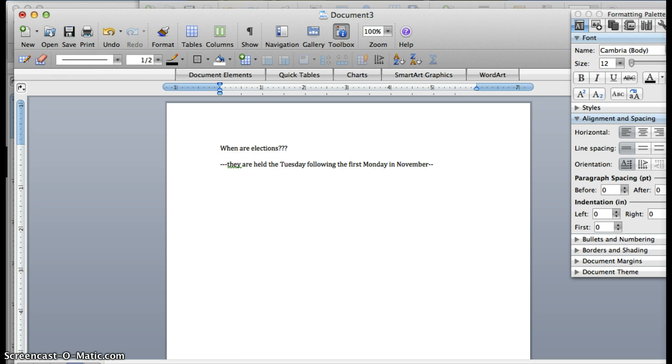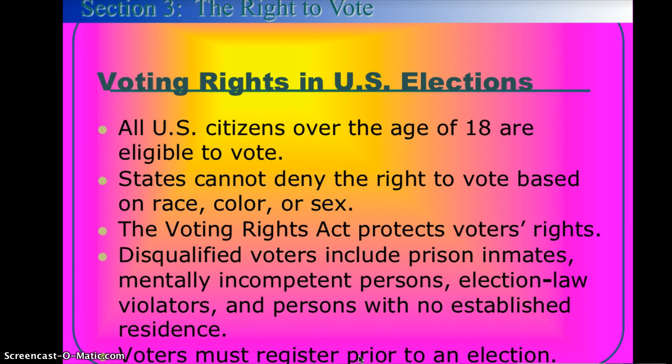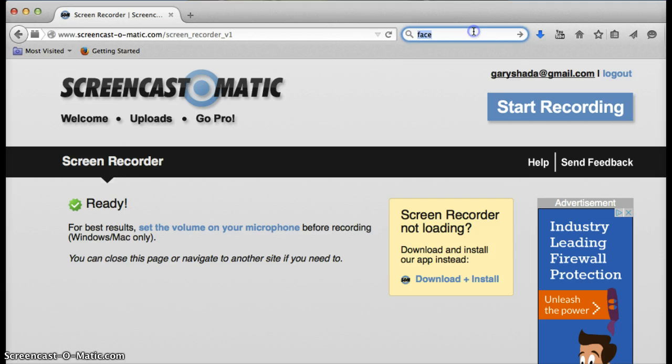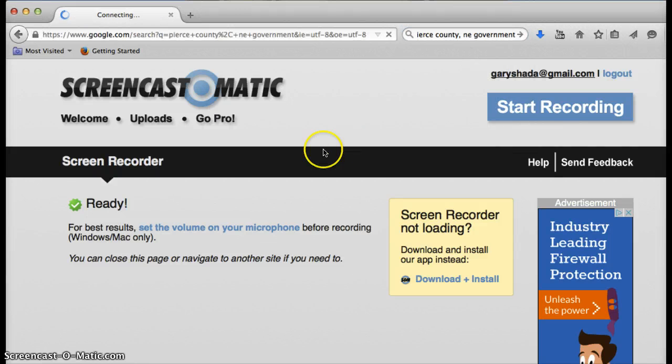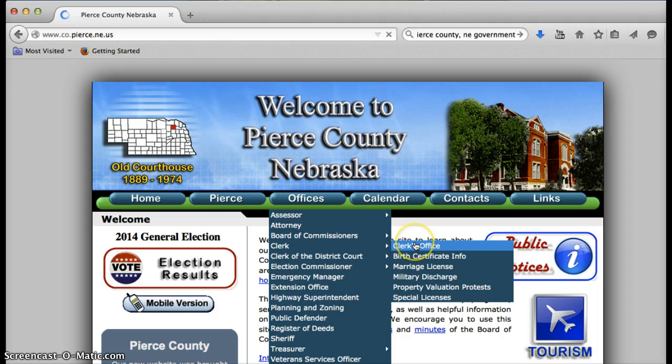So before you can go vote, you have to register to vote. When you register to vote, it's about as easy as can be. You simply fill out a form. They're going to ask you for what political party you want to belong to, name, address, and really that's about it. In fact, we can go to the Pierce County Courthouse website and we should be able to go to the office of the clerk and county clerk.